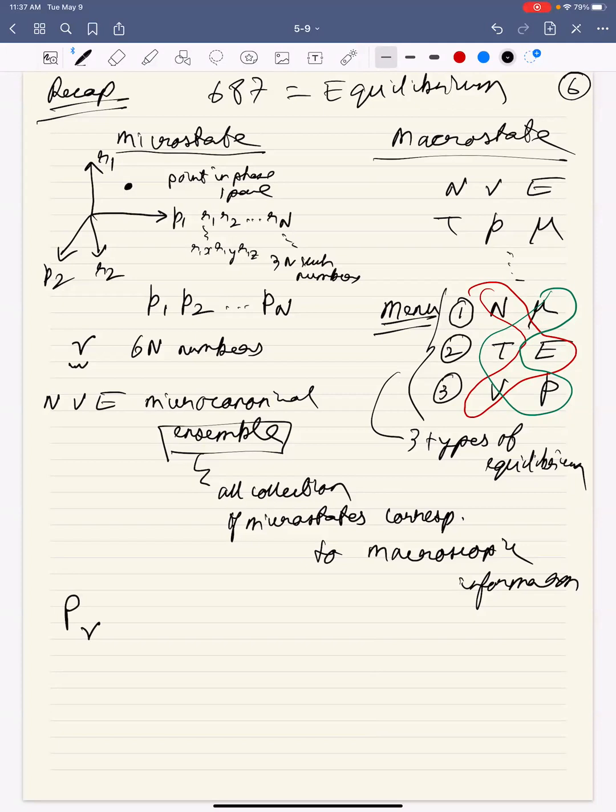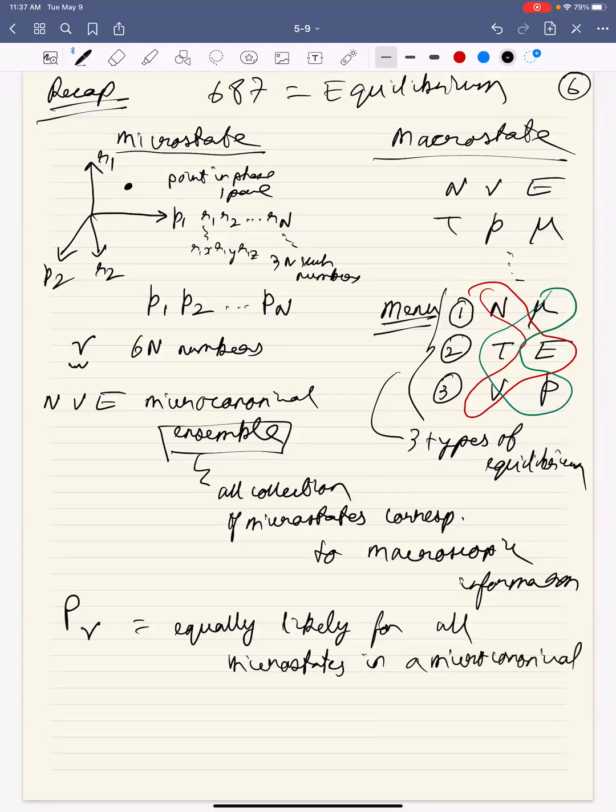So we started with our microcanonical ensemble, and there came our first axiom or our first postulate. The first postulate was that P(nu) is equally likely for all microstates in a microcanonical ensemble. Okay, so if there are Omega(N,V,E) states in your microcanonical ensemble that give you the same value of NVE, then P(nu) is going to be 1 over Omega(N,V,E). And we call this the postulate of equal a priori probabilities.